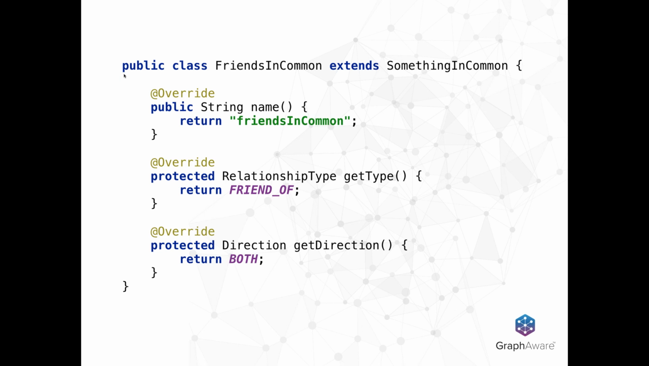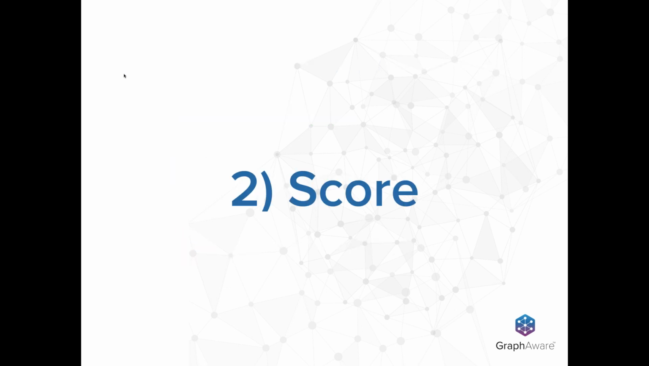The way you would go about that in our engine library would be to just extend a class that's provided called something in common, and only provide the relevant information that only you know: the type of relationship, the direction of the relationship. In our case, it's bidirectional because we're talking Facebook-like friendships where it's mutual, and the name of the score that's going to be produced, in this case, friends in common. So with just a very few simple lines of Java code, we have just built the first part of our recommendation engine that will discover all the potential recommendations for people you should be friends with.